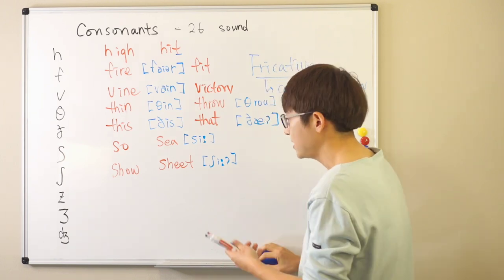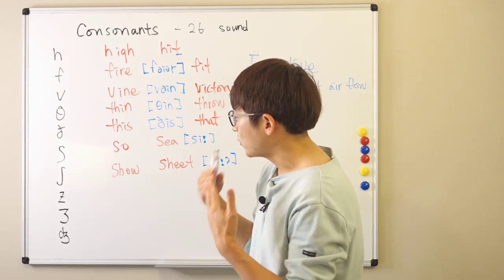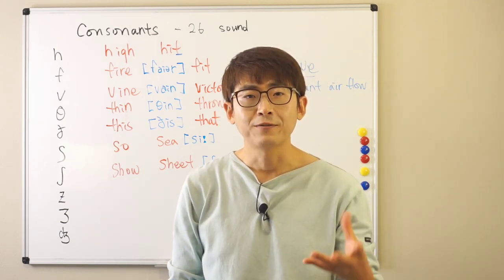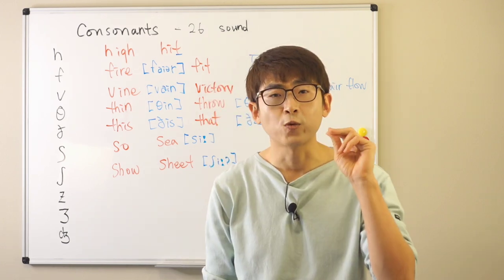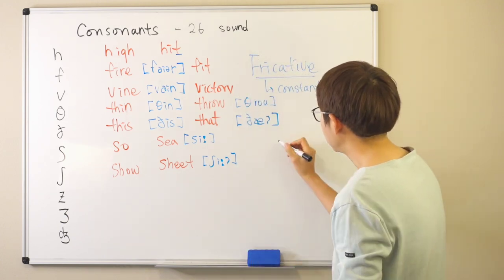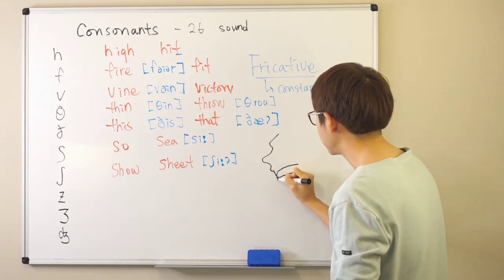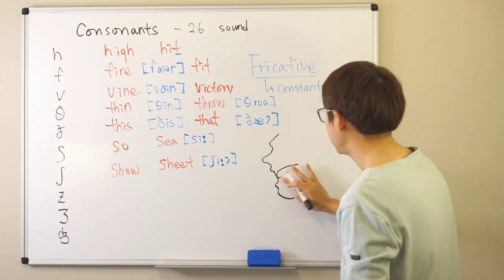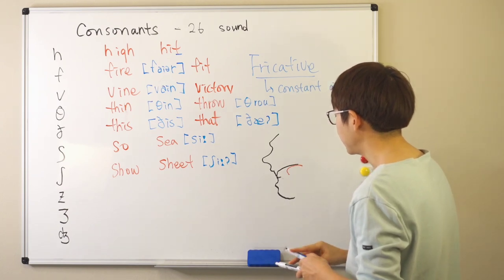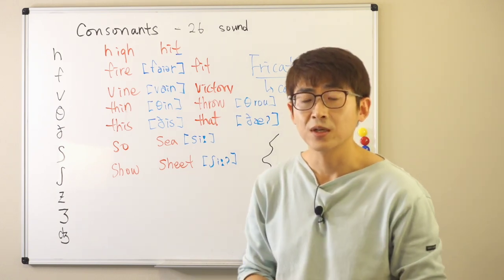So let's go. The first one is Z, Z, Z. And we make our mouth similarly to this one, S. However, we have to narrow the airway a little bit more so that we make a vibration out of that. If I look at the side of our mouth again, our mouth is closed a little bit, and here we have our tongue almost touching the top of our mouth, so that as we blow out our air, it'll make a vibration, a buzzing sound.